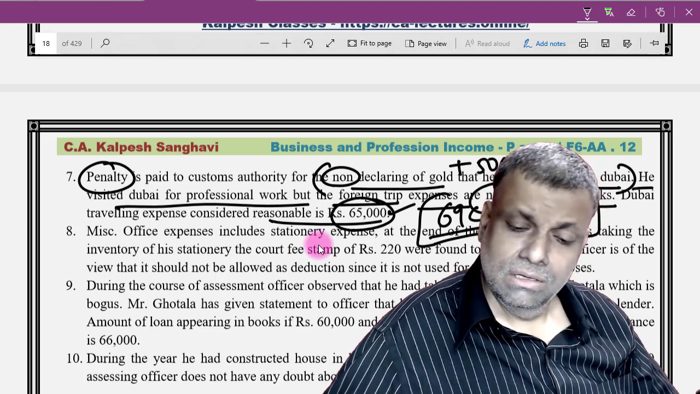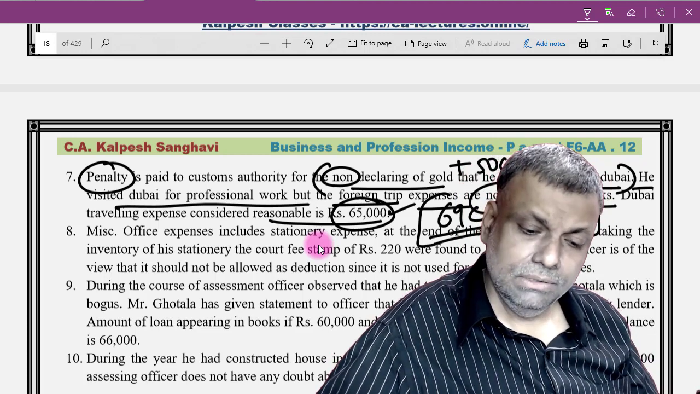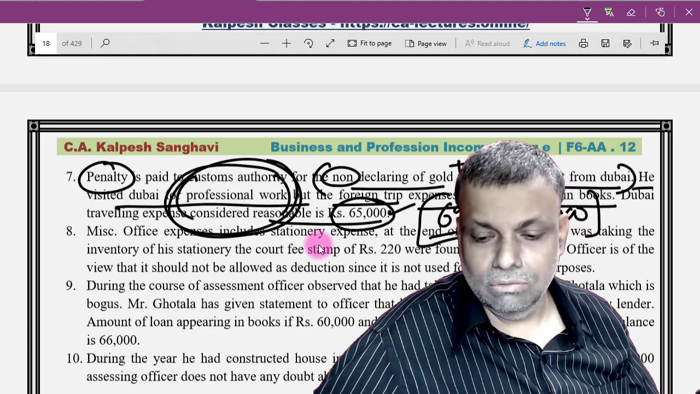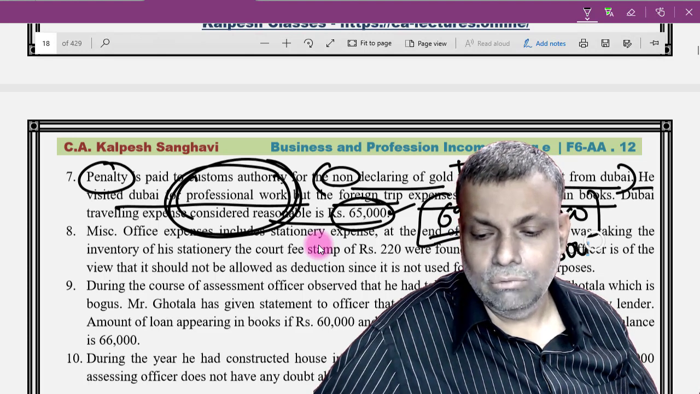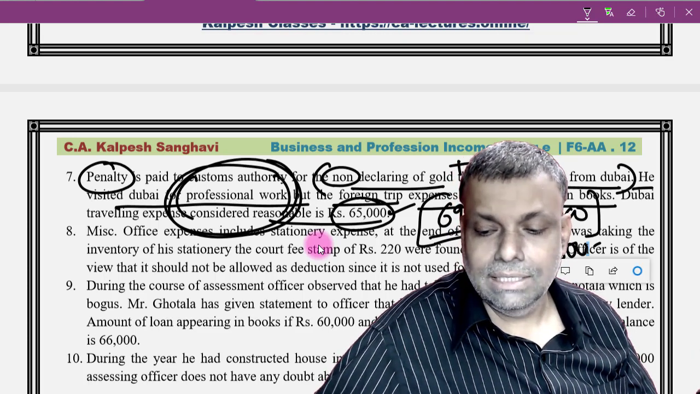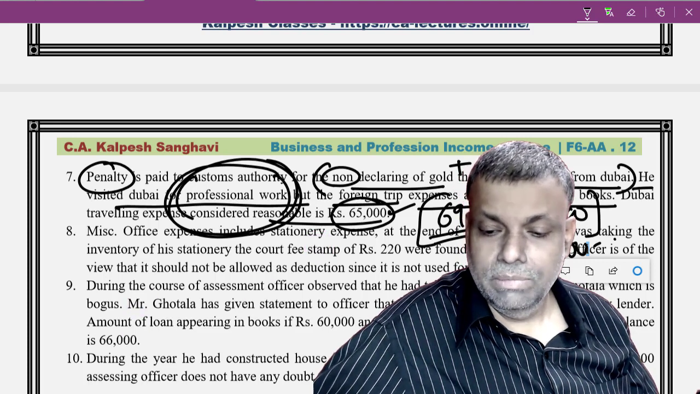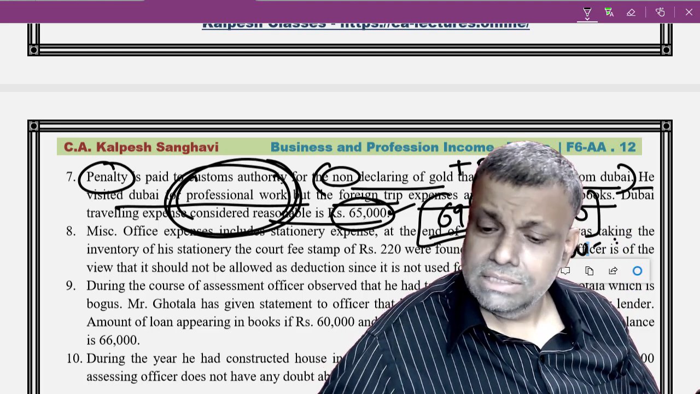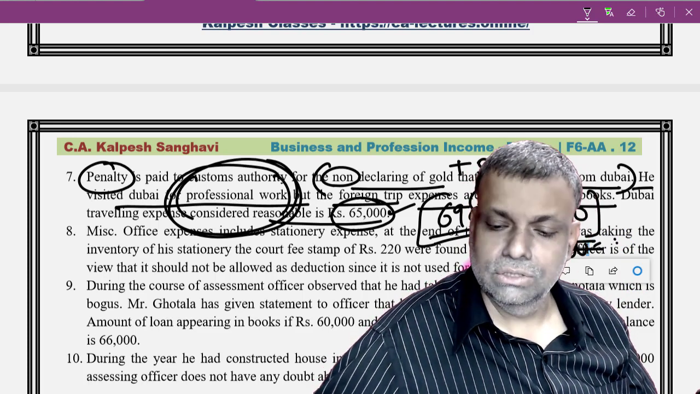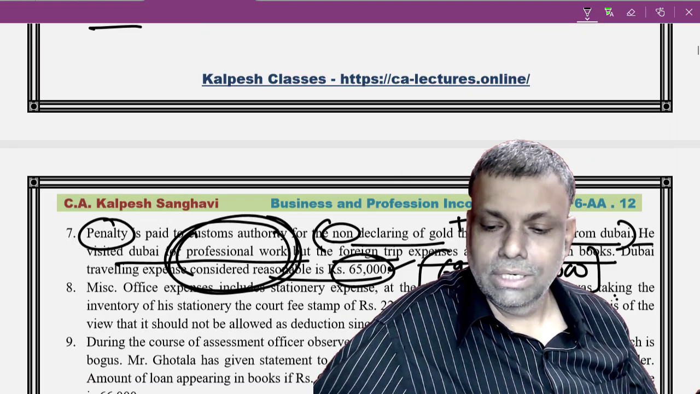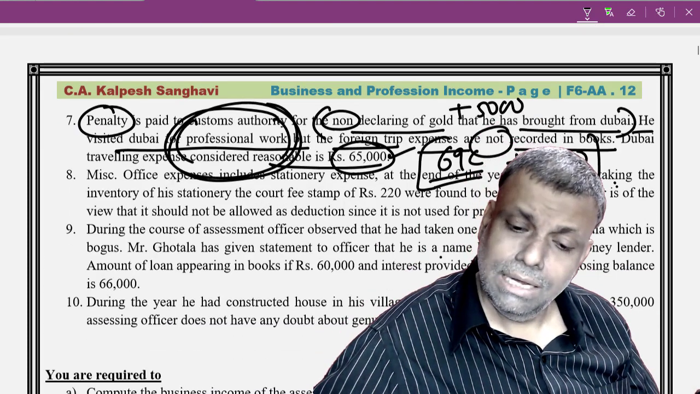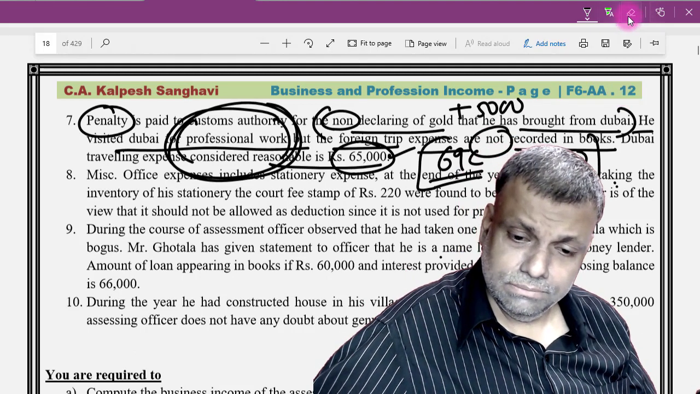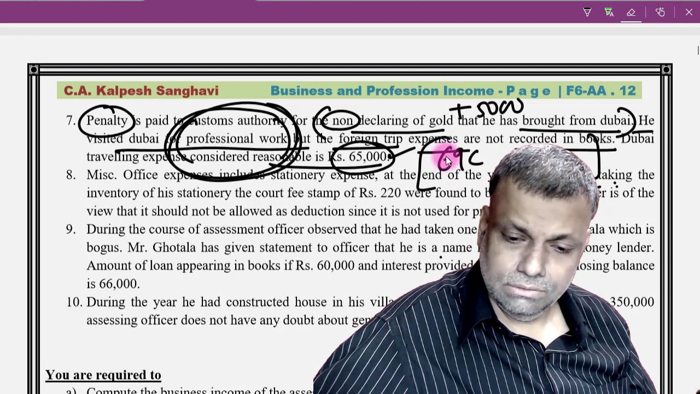Now, this is a business trip. It was already for the professional work. So you will say that if you are adding 65,000, you reduce also 65,000 because after all it was for the professional work. You might say like that. But the same expenditure you cannot get as a deduction. Although it's a business expense, now you cannot get the deduction. So add 65,000 to your computation.